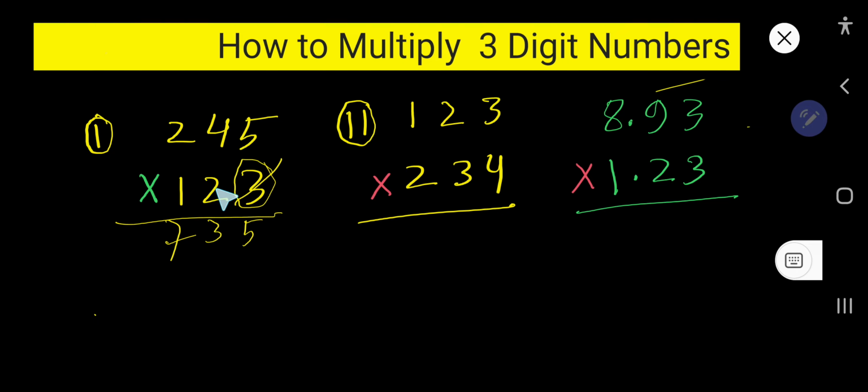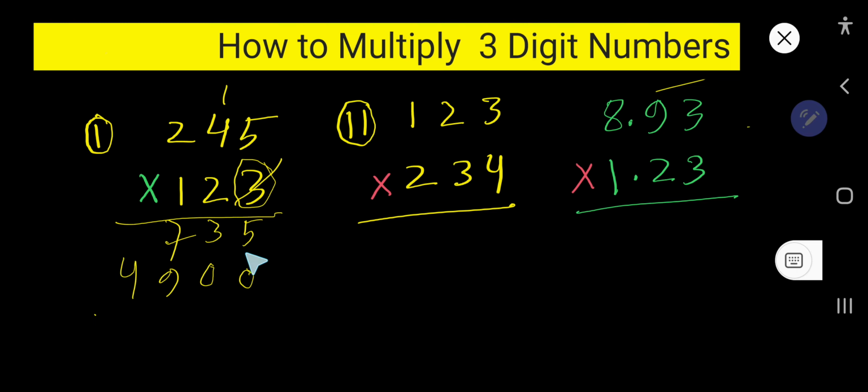Now you need to start with 2. 2 times 5, that gives us 10. So if you start with 2, look, 2 is in the second column. So the first column will have 0. 2 times 5, 10. So write 0, carry 1. 2 times 4, 8 plus 1, 9. 2 times 2, 4.